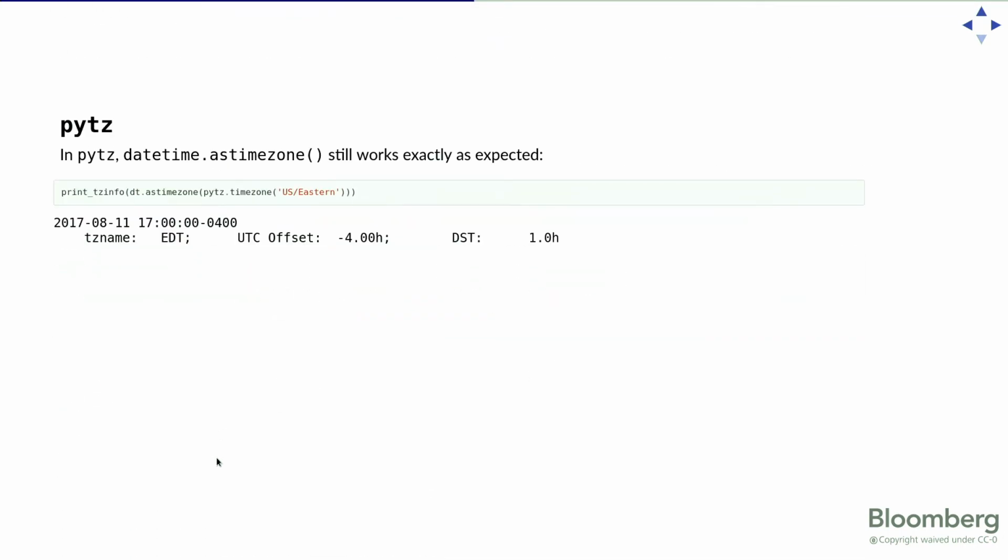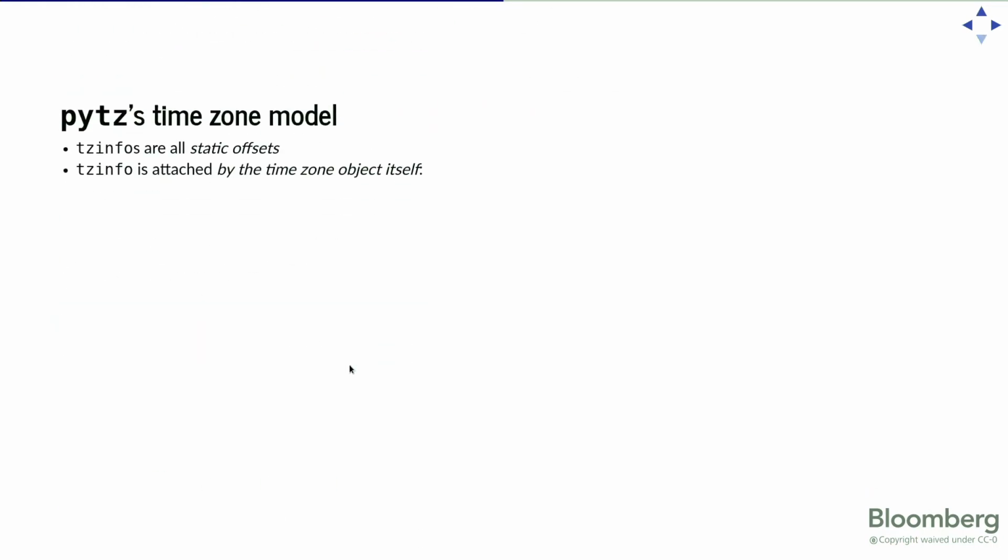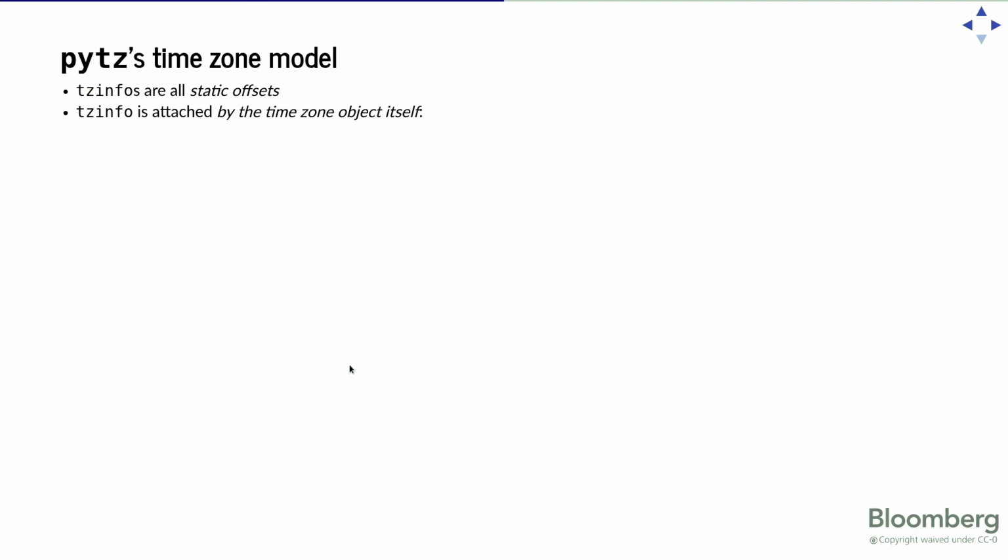So with pytz, that last bit works just as you'd expect. If you convert to Eastern time, you still get 5 p.m. But what happens if you use the replace method? You get some kind of funky nonsense, right? This is called LMT. UTC offset is 4.93 hours. What's up with that?